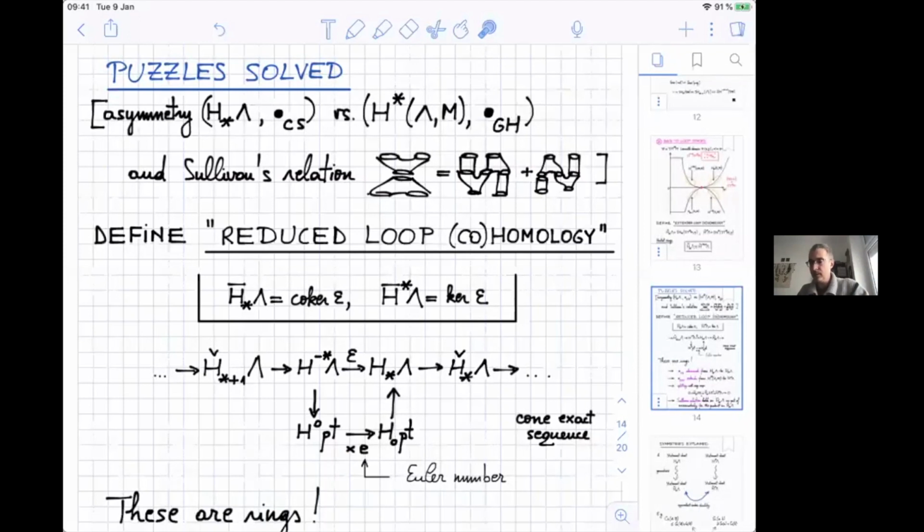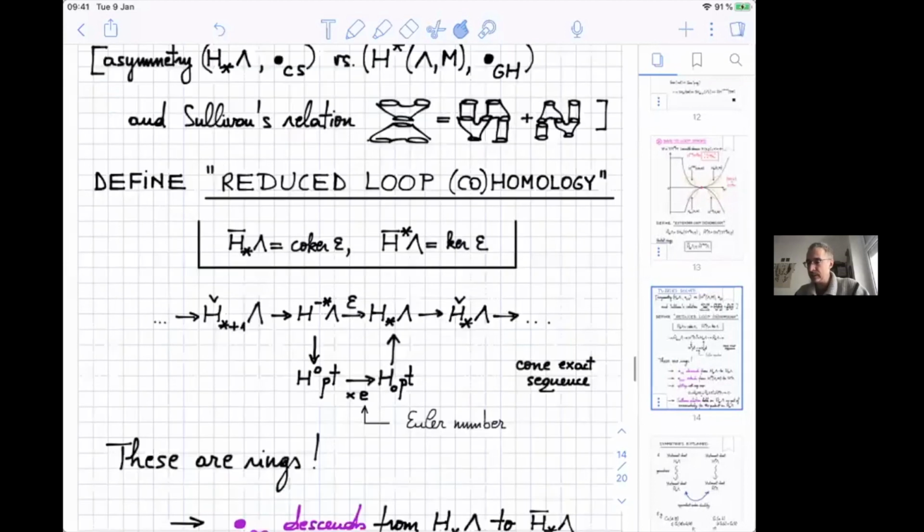We define reduced homology and cohomology to be the kernel, respectively, the co-kernel. So the kernel of epsilon is slightly smaller than the full cohomology. If the Euler characteristic is 0, it's going to be actually the full cohomology. And the co-kernel is going to be the quotient of the homology by something really small, a multiple of a point at most.